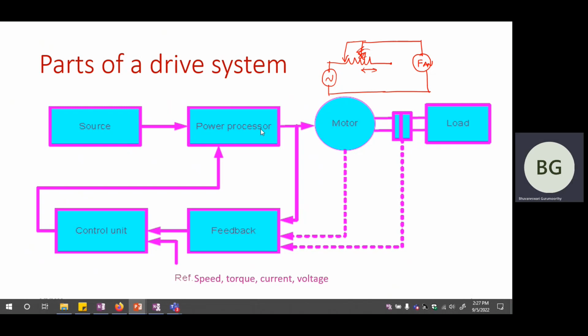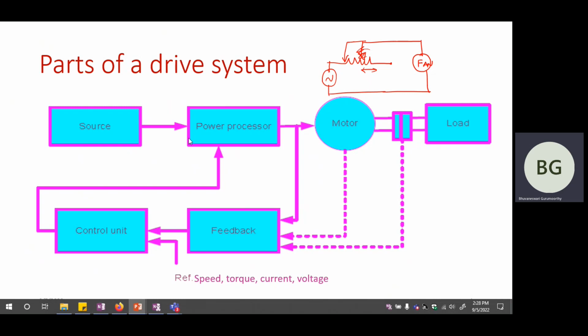So the power processing unit could be a simple rheostat, or it could be a power electronic converter, which will convert AC to DC or DC to DC or DC to AC and so on. Different kinds of conversions are possible using power electronic converters. The power processing unit receives a control signal from the control unit, and the control unit gives a control signal depending upon the error I have in the speed or torque or current or voltage.